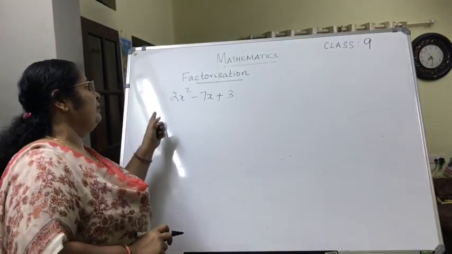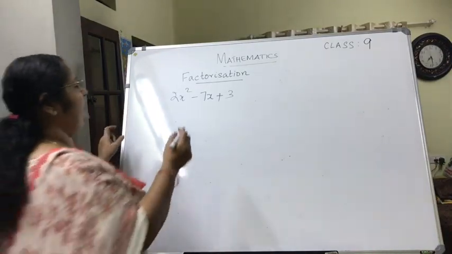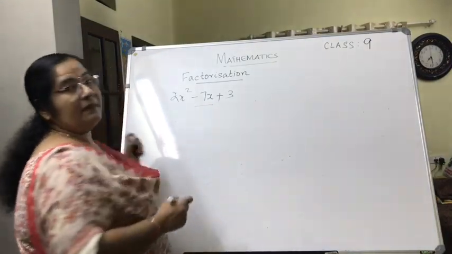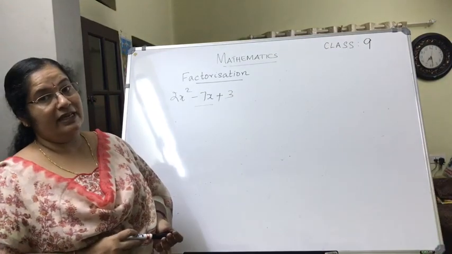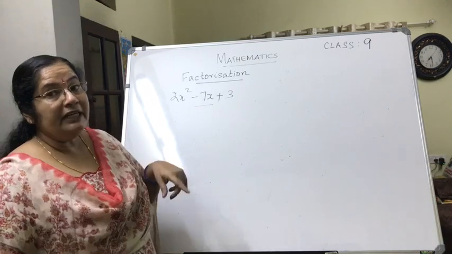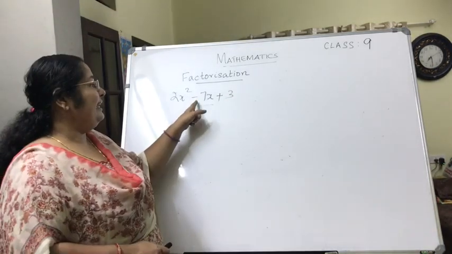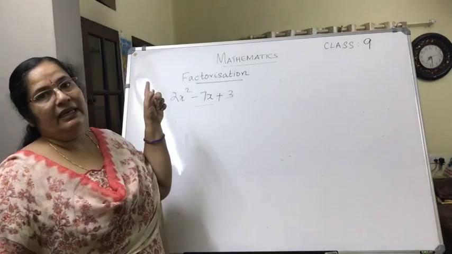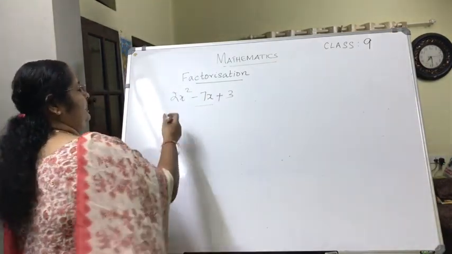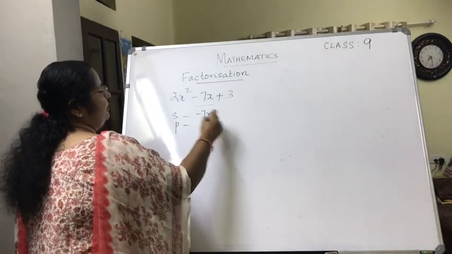You are having 2x square minus 7x plus 3. Now you have to split the middle term. The middle term is minus 7x into two terms such that when you are adding you should get minus 7x. When you are multiplying you should be getting 3 into 2, 6x square. Here the sum is negative but the product is positive. Sum should be minus 7x. Product should be 6x square.